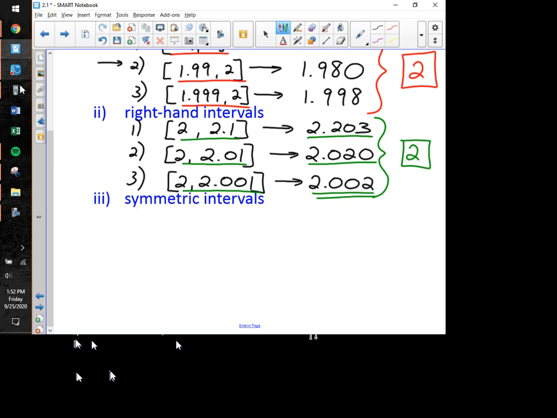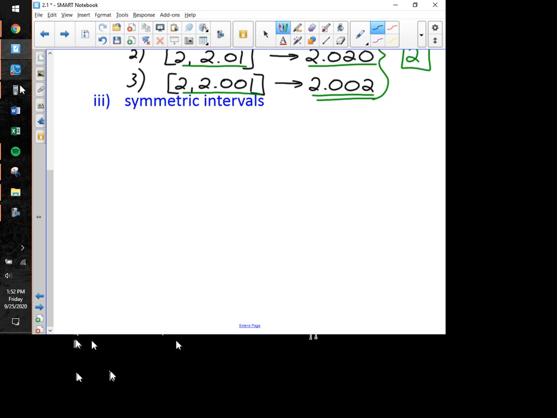We ended up with the same estimate here for the instantaneous rate of change, regardless of which way that we did it or which way we approached it. And I want to go ahead and show you the last one real quick. The one that I like the most.